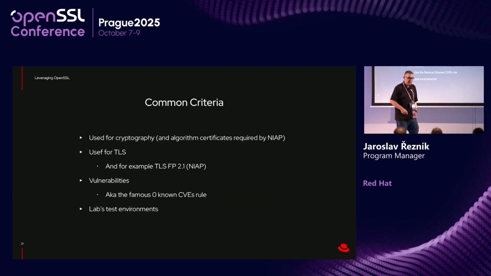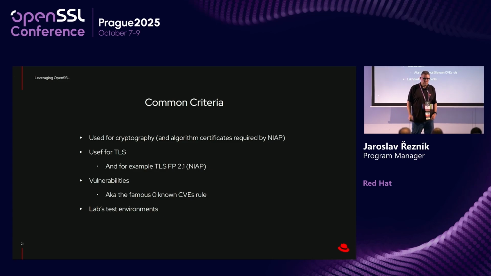On the side of common criteria, OpenSSL is used a lot. It's used for cryptography, of course. The algorithm certificates I talked about are now required for NIAP common criteria certifications. The ESV certificates are required. We have an ESV certificate, the entropy source validation certificate, for OpenSSL. You can also reuse it, we allow it. Then, of course, the TLS functional package, the new version 2.1 functional package, is now required for OSPP as of October.